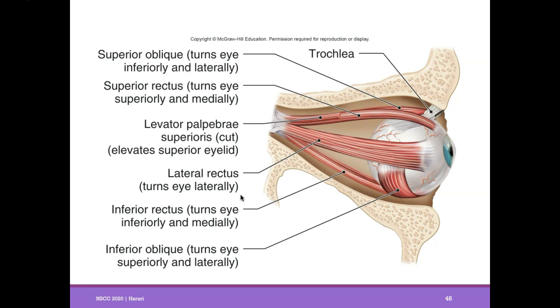So here's a view of the rectus muscles. Here's the inferior oblique, superior rectus, inferior rectus, the lateral rectus, and the medial rectus is on the other side.